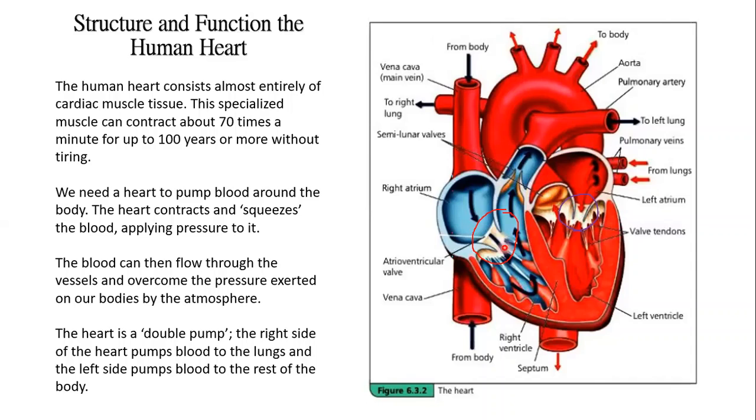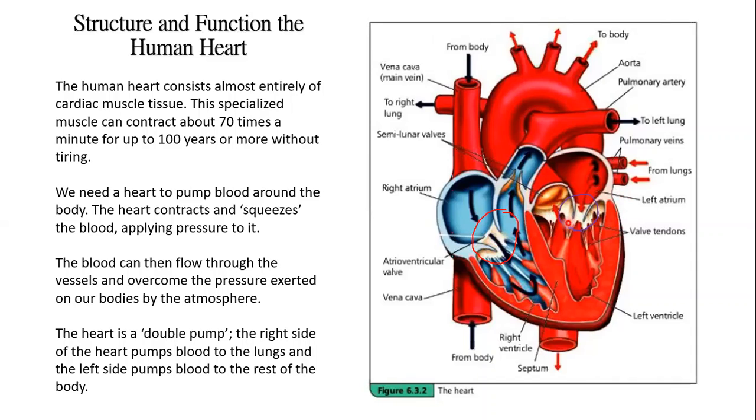So it follows that during systole, the atrioventricular valves close and the semilunar valves open. I'll repeat that. During systole, the atrioventricular valves close and the semilunar valves open. During diastole, the atrioventricular valves open and the semilunar valves close.